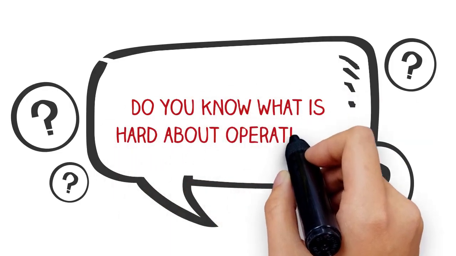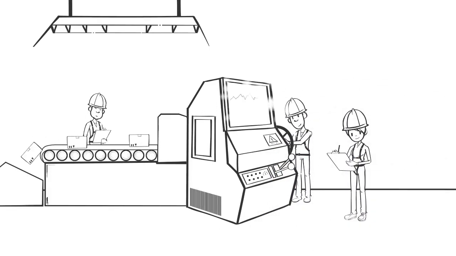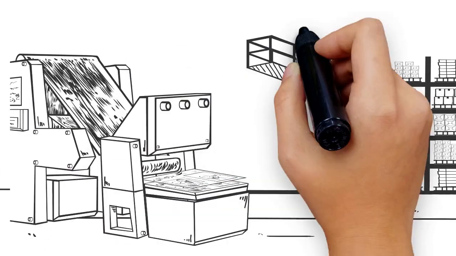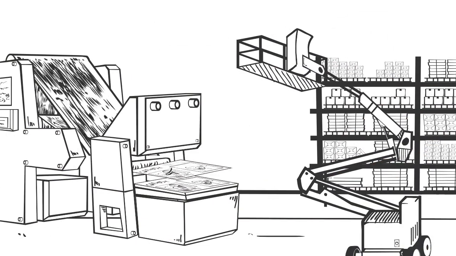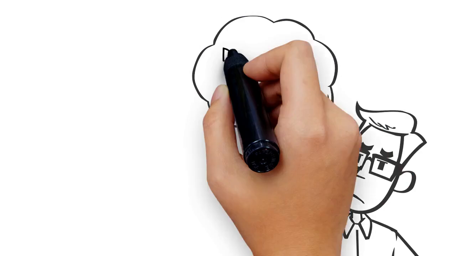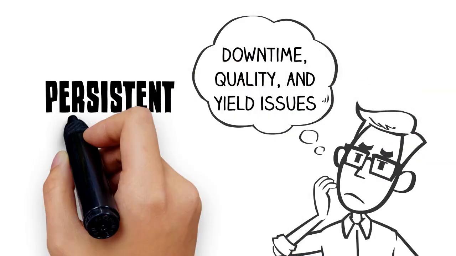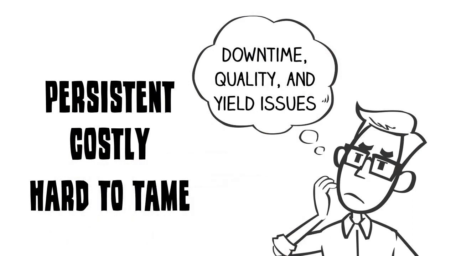Do you know what's hard about operations? The context of the operation and the design of the systems that perform the operation. And the next hard thing about operations is the constant need to attend to conditions that arise in it. These conditions are at the heart of downtime, quality, and yield issues that are persistent, costly, and hard to tame.